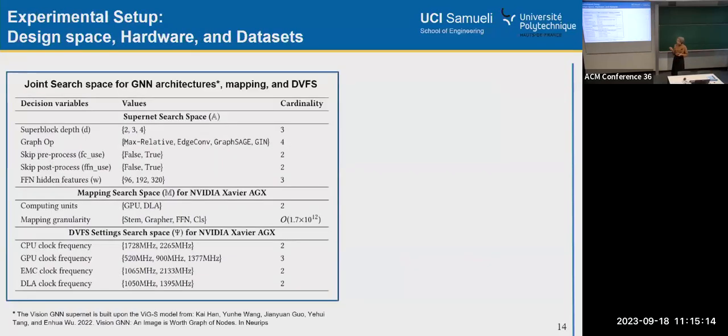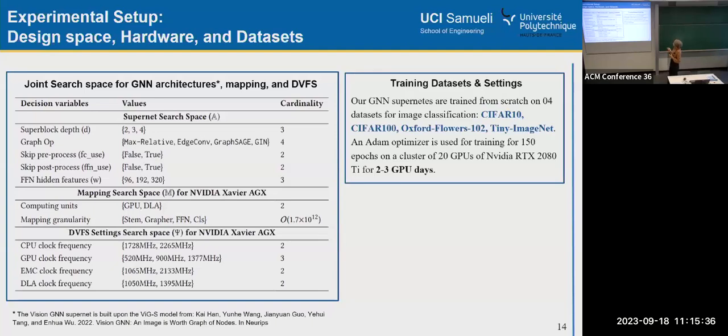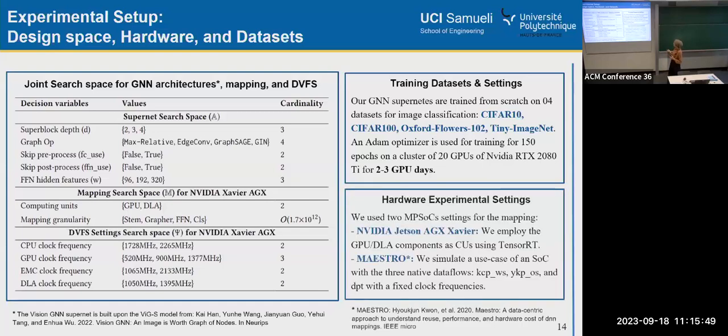So now we're going to move to the evaluation part. Here we have some details about our joint search spaces for GNN architectures, mapping, and clock frequency. We vary the clock frequencies, for instance, on the NVIDIA Xavier AGX, on the CPU, on the GPU, on the DLA, on the external memory controller, and also on the other parts. For the training of our supernetworks, we train them on 4 datasets for image classification: CIFAR-10, CIFAR-100, Oxford Flowers, and Tiny ImageNet. The training took from 2 to 3 GPU days.